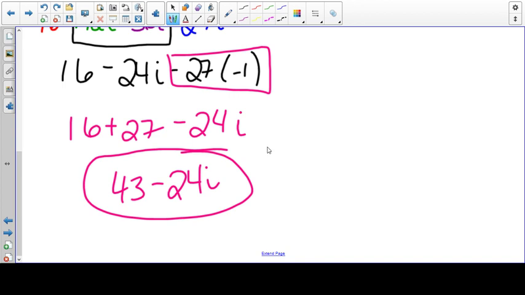So the only difference between today's stuff and when you did polynomials is that you have to change your square term into a -1. But in other words, there's really no difference because you can treat your i like an x.